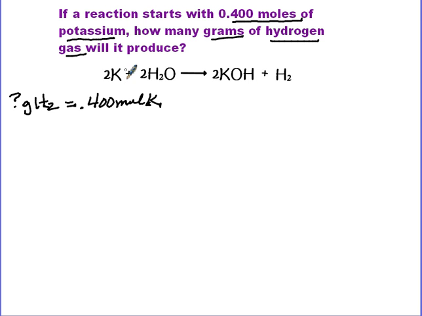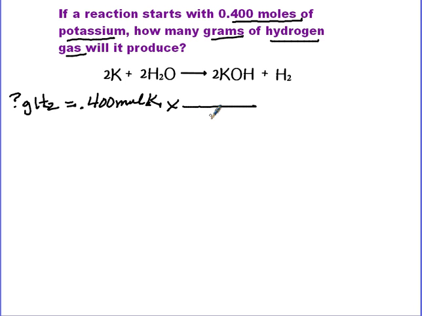Now last time we talked about using the molar ratio to make the switch between one substance and another. So in this case, we're changing from potassium to hydrogen gas. And we can do that using the molar ratio. But to use the molar ratio, I have to be in moles. So in this case, I'm already in moles. So now I can use that molar ratio by just setting up our dimensional analysis for it.